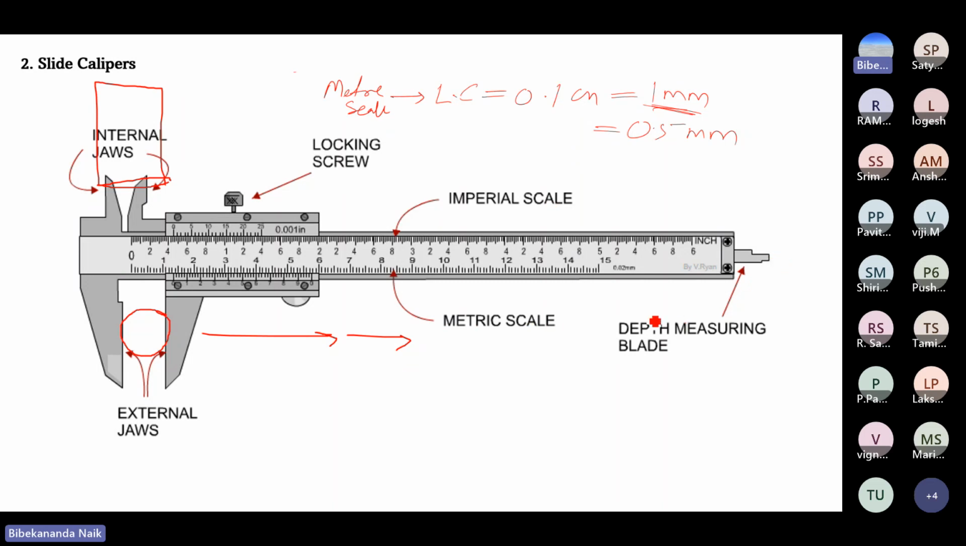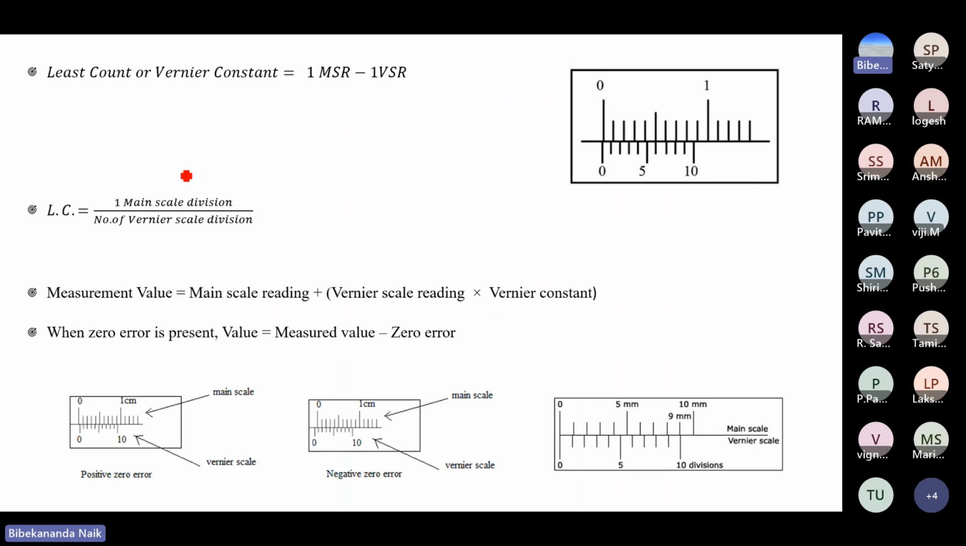And another thing that we want to measure, it is depth measuring blade. So suppose there is a groove-like structure. If you place this portion in this groove, then we can find the height of the groove. So these are the components and their utilities to measure different parts. And now considering the least count or vernier constant.